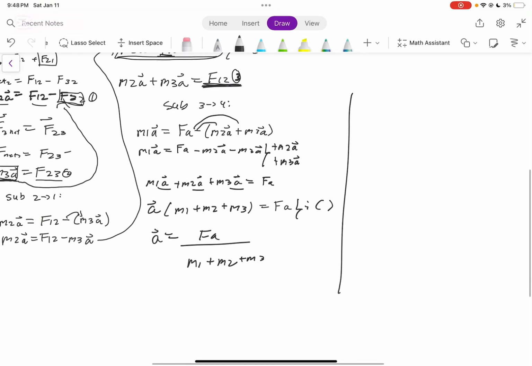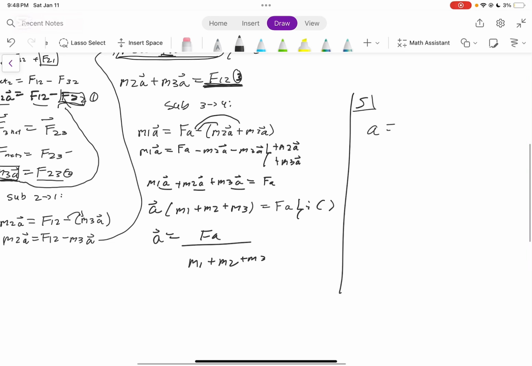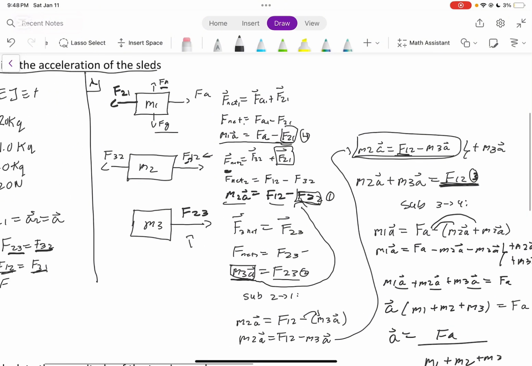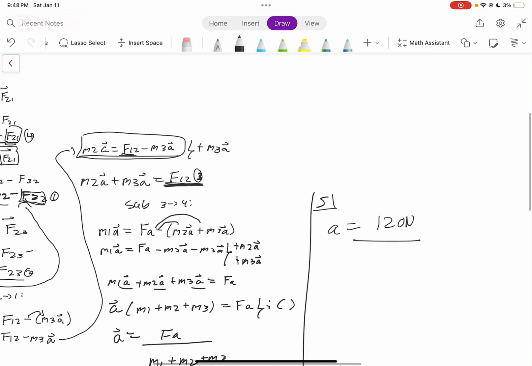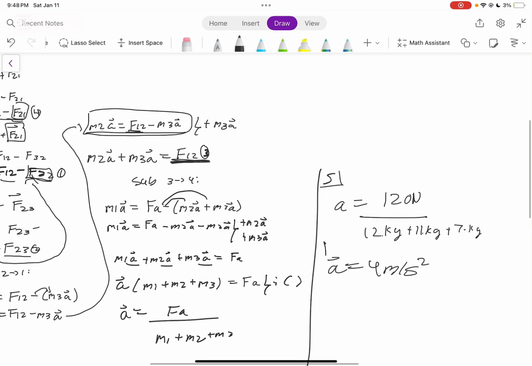Now if you want, you can go ahead and solve. This is just all plugging in numbers. So A is just equal to 120 newtons, and then divide that by 12 plus 11 plus 7. So 12 kilograms plus 11 kilograms plus 7 kilograms. And you will get 120 divided by 12 plus 11 plus 7. So you end up just getting the acceleration is equal to 4 meters per second squared. That's your answer for this.